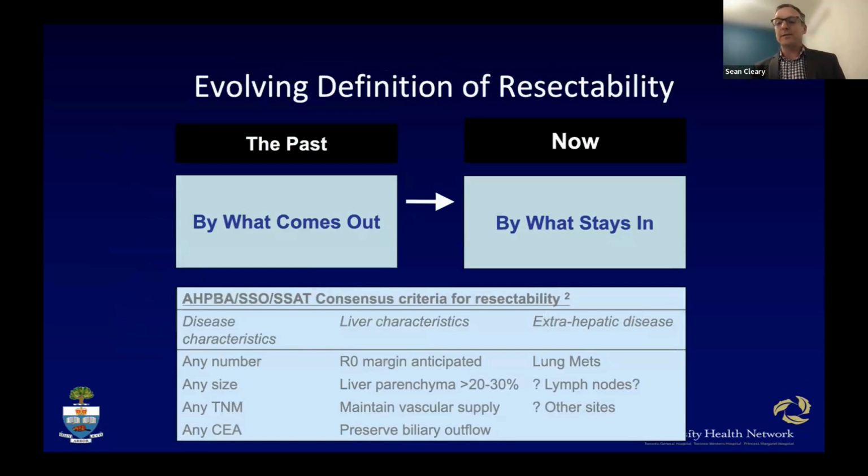And I think Kartik alluded to this, that we need 2 contiguous segments with inflow, arterial inflow and portal venous inflow, hepatic venous outflow, and biliary outflow. So the definition of resectability has evolved a lot. I know that in the past, if you had bilateral liver metastasis, that was automatically unresectable. But now I'd say about 80% of what we resect is bilateral.